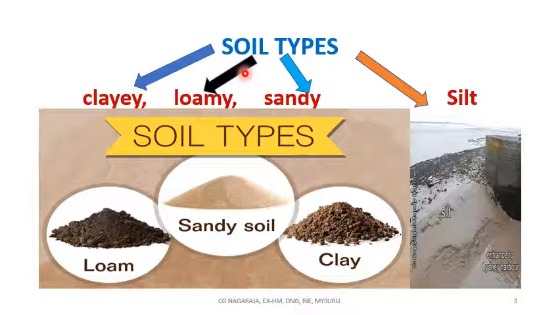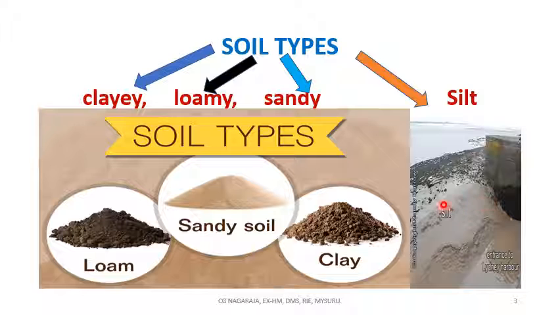Look at this image. I have shown you soil types. There are 4 major types: clay soil, loamy soil, sandy soil, and silt. Now, this is the clay soil. Clay soil contains fine particles. Loamy soil contains a mixture of clay and sand, that's called loam, and sandy soil contains larger particles.